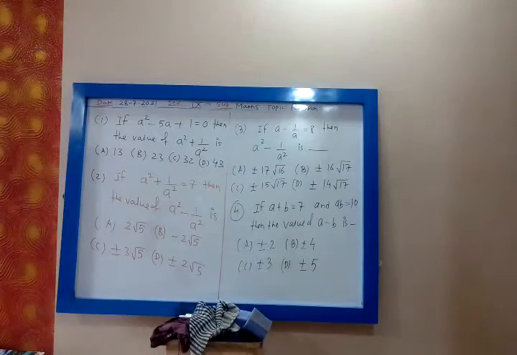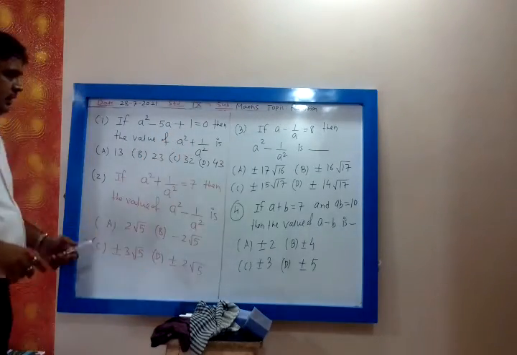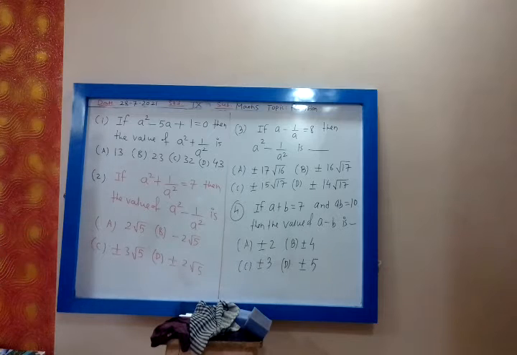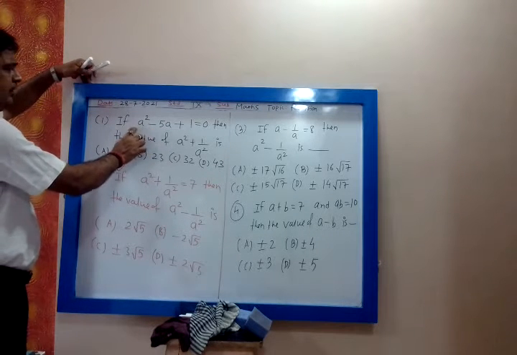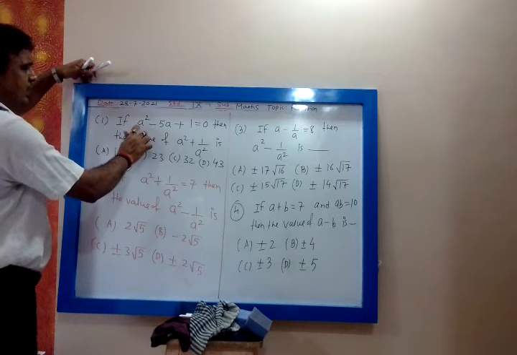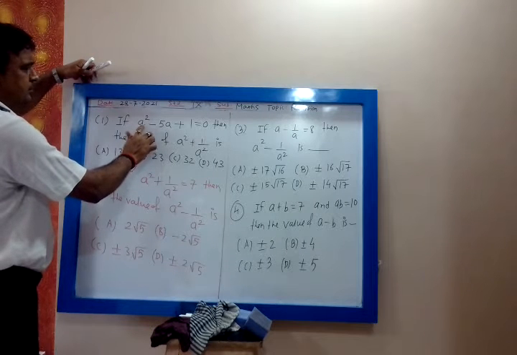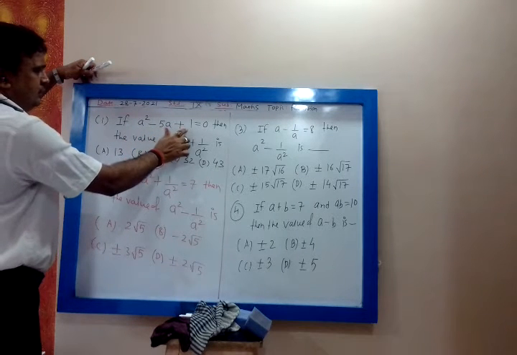Let us discuss a square minus 5 plus. Let us discuss the solution one by one. What is the answer of this? Divide each term by a. So a minus 5 plus 1 upon a.